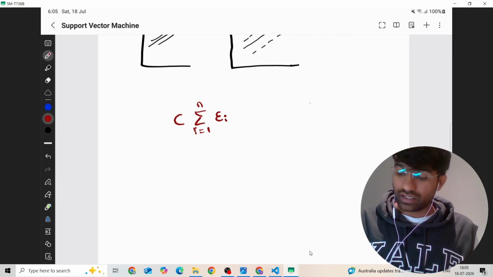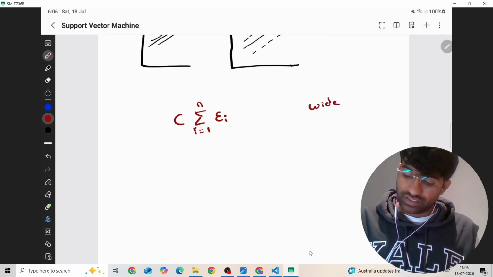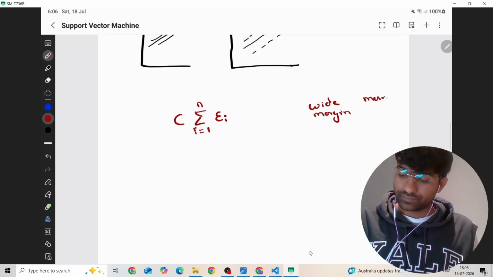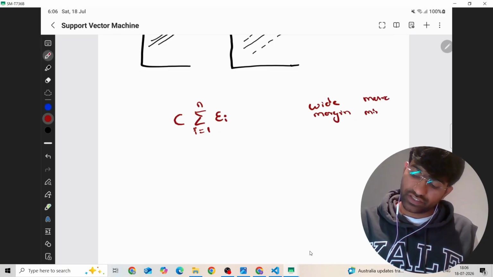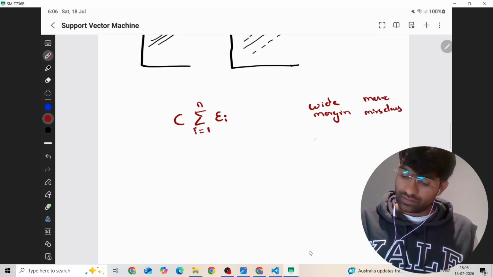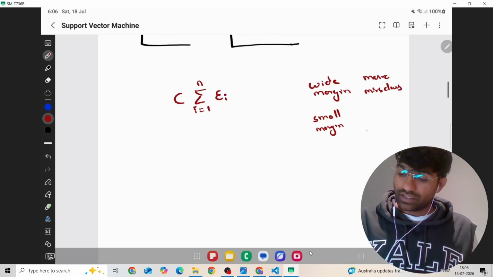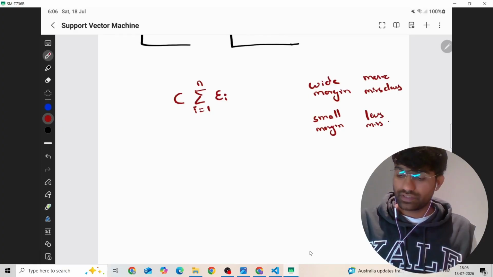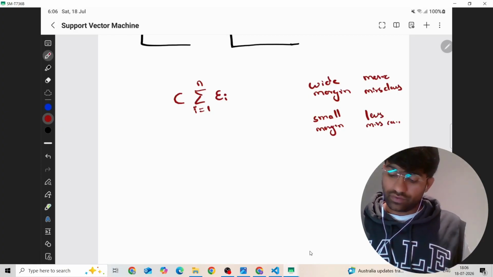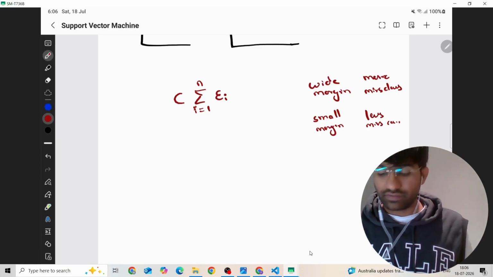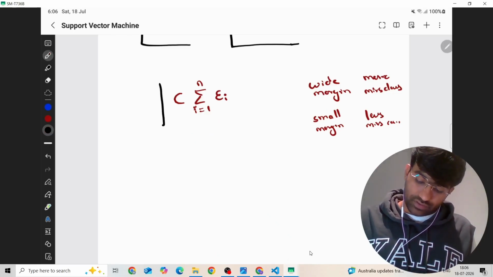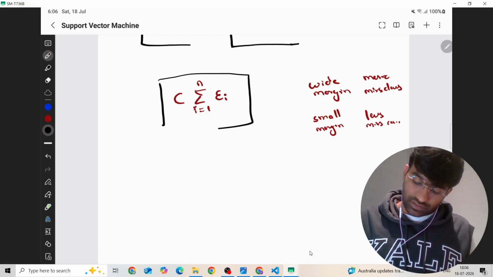Whether you want a wide margin, more error, more misclassifications, or a small margin and less misclassification. Based on this scenario, you have to decide the C value. So this is the term.